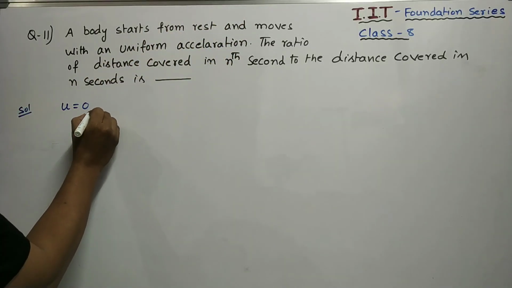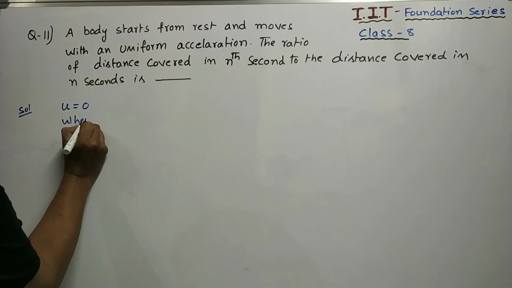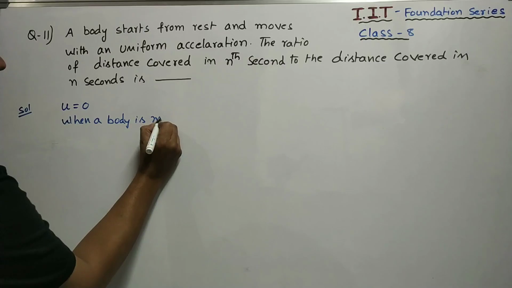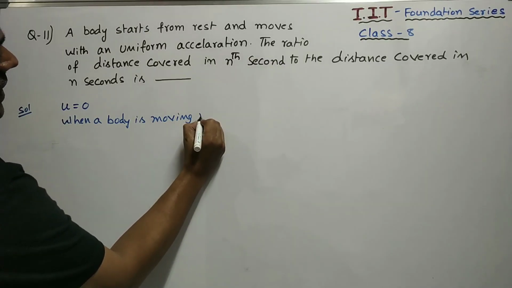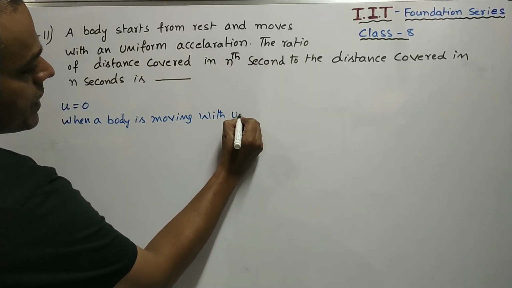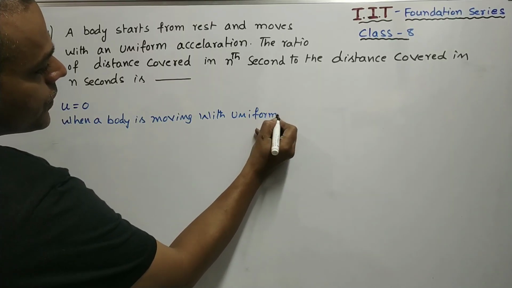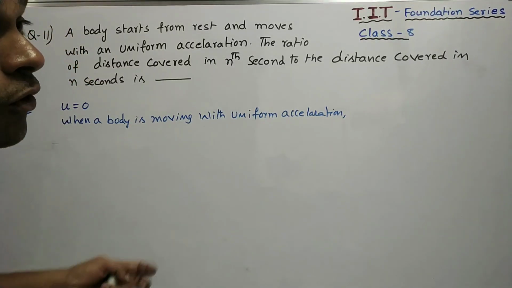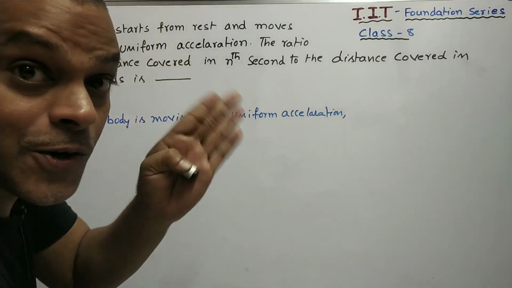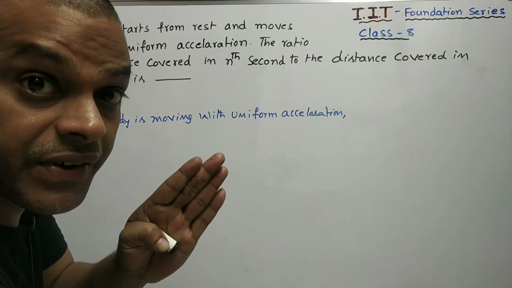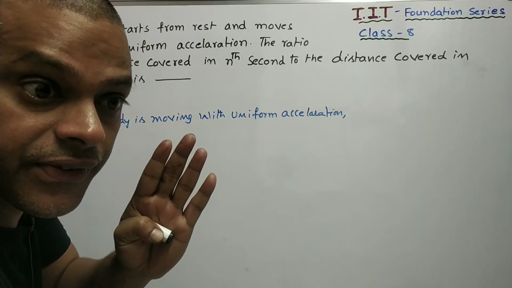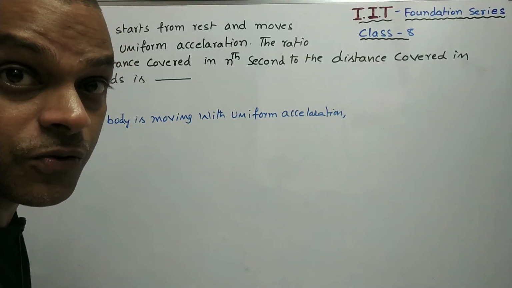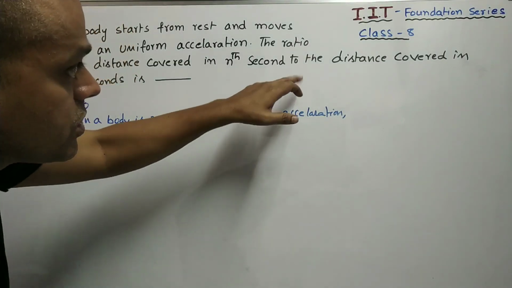When a body is moving with uniform acceleration, we have 4 sets of equations: v is equal to u plus at, s is equal to ut plus half at square, v square minus u square is equal to 2as, and the distance covered in the nth second, Sn is equal to u plus a into n minus half. You know very well. By using those 4 equations, we solve this question.